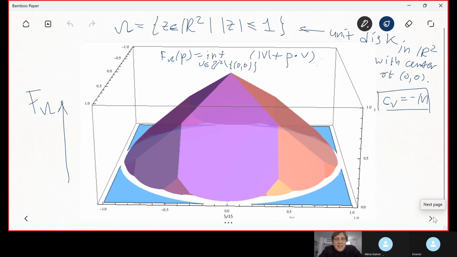This is the plot of f omega for the unit disk, and this is some kind of pyramid over a disk. A beautiful diamond. Yeah, it's a very beautiful diamond. This picture is made in Mathematica. So that's one of the last things I did in terms of visualization in that period.